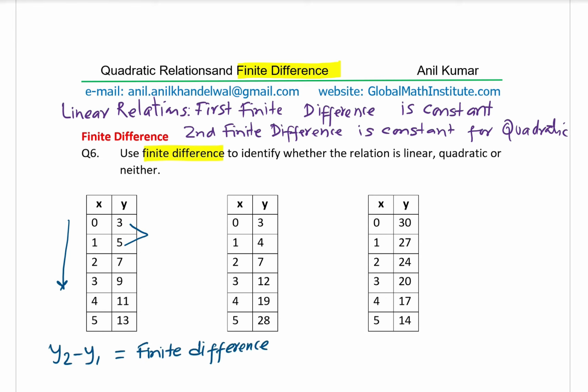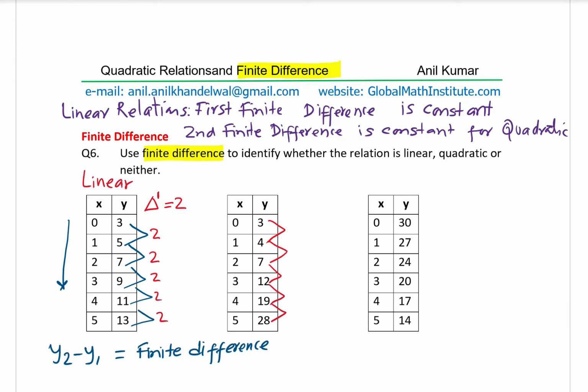So for each, we will do y2 minus y1. In the first case, 5 minus 3 is 2, 7 minus 5 is also 2, 2 and 2 and 2. Now that means the first finite difference is 2, and therefore this relation is linear. Correct? The next one here, we'll again do the finite difference and figure this out.